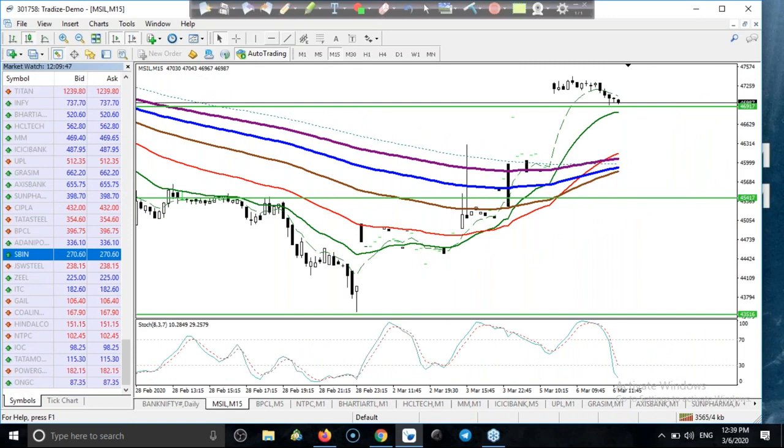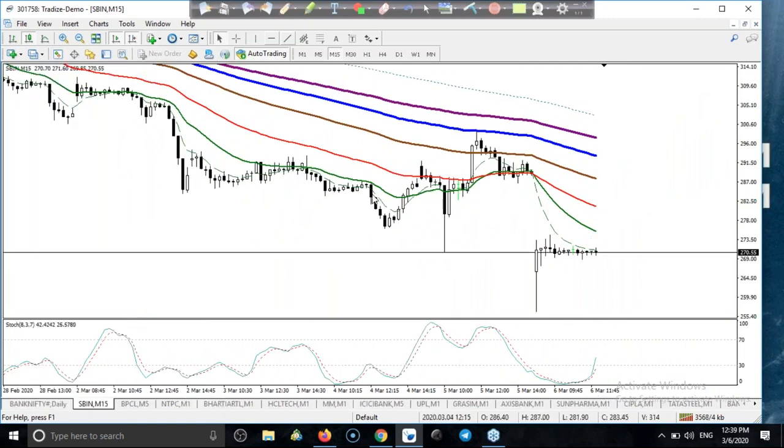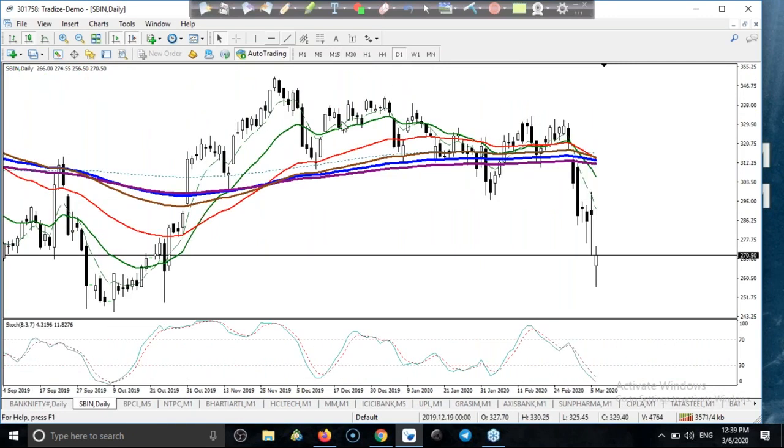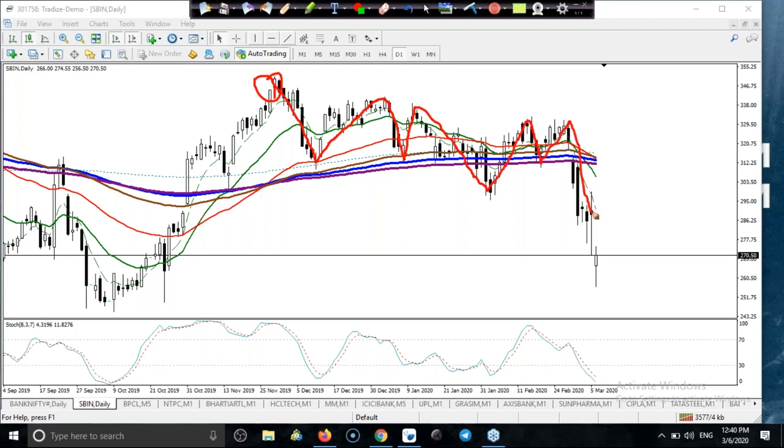Now most of the people are thinking, hey, SBI is running in a downtrend, some IPO is coming, Yes Bank is like that. Not exactly. You can see in the daily time frame, since November 2019 SBI has been running in a downtrend. They are not able to create a new high. According to the projection method, SBI has been running in a downtrend for the last 1 year.